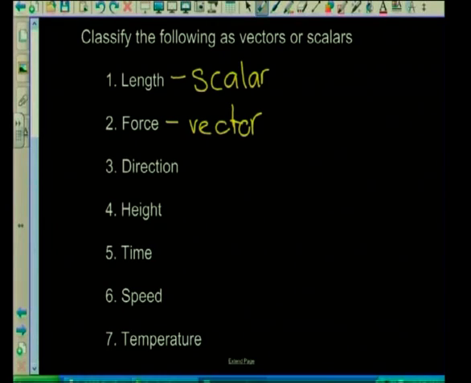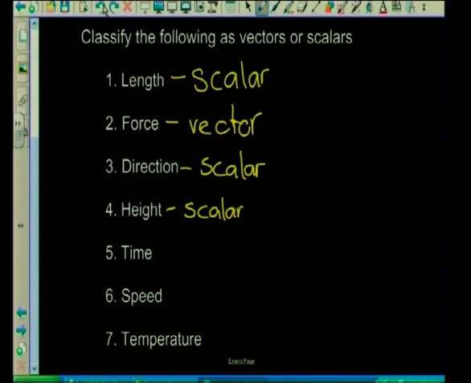The next one's a bit of a silly one, but it's there. Direction is a scalar, it only has size. Well, it doesn't have direction, actually. Height is a scalar. So when we talk about how tall I am, which isn't very tall, by the way, it's just a scalar. We don't talk about the direction from the floor, which I'm quite happy with. Time, we've just dealt with.